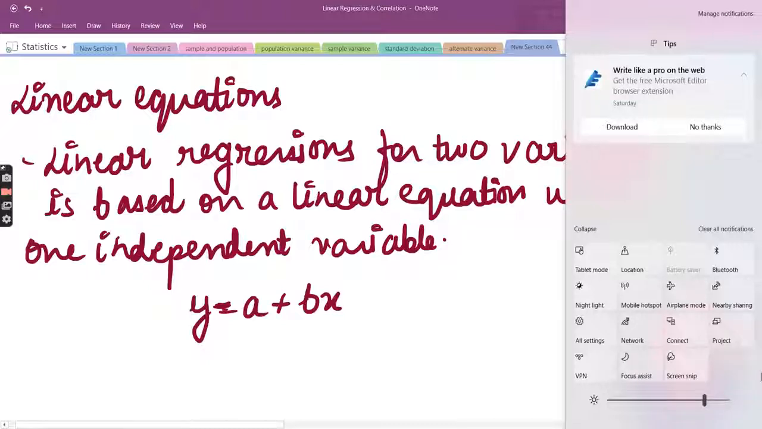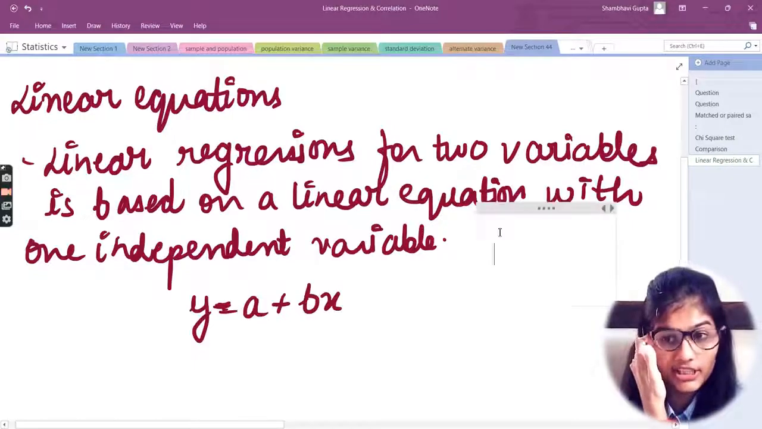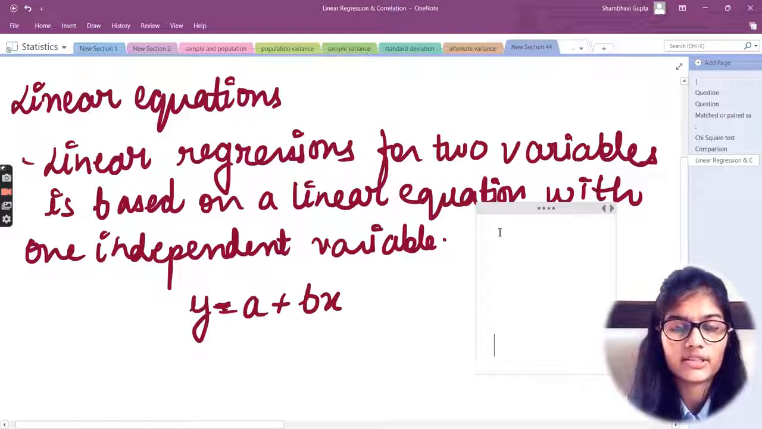Let me quickly remove this. Linear regression basically is for two variables. We had already seen the formula right here, how the formula is and how it is applied. Now let me come down here, get some space to write, and write here. Now I will be seeing some more things.